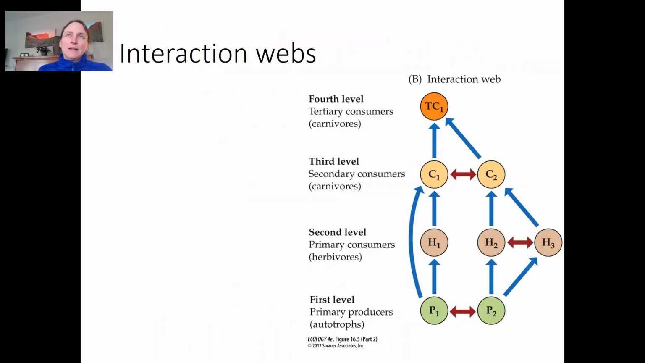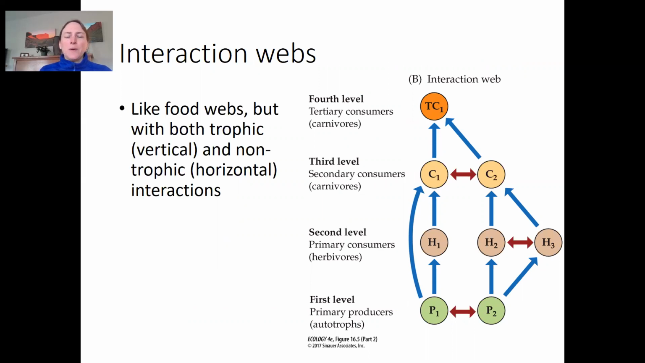Okay, so now that we've thought about those types of interactions, you can start to put them together into what are called interaction webs. And so here you can see an interaction web diagram. It's more complicated than a food web. It's similar to a food web, but it includes other things, these horizontal interactions other than just trophic interactions.